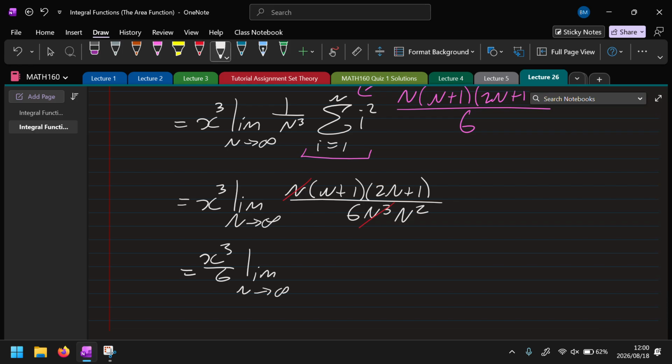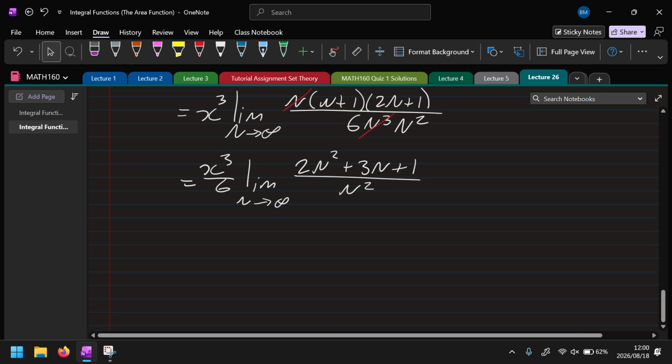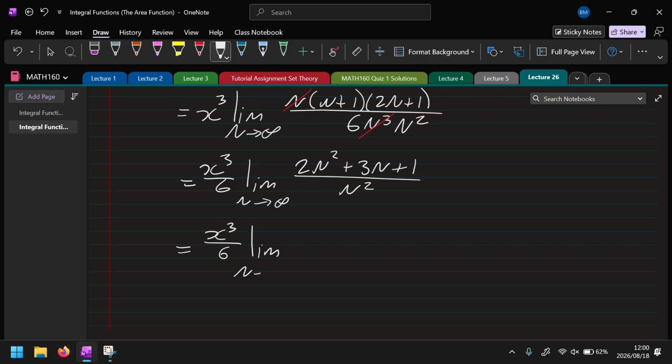Limit n goes to infinity. We're going to have 2n squared plus 3n plus 1, all over n squared left. So we expand it out. Now the last bit, separate it so that we have something over n, and then take the limit. So limit n goes to infinity. 2n squared over n squared, that will just be a 2. 3n over n squared, that will be 3 over n. And 1 over n squared.